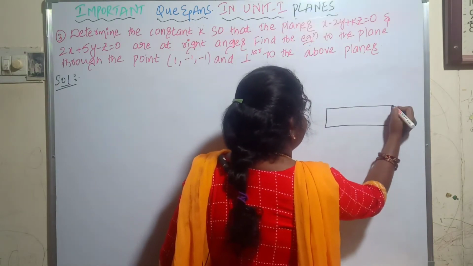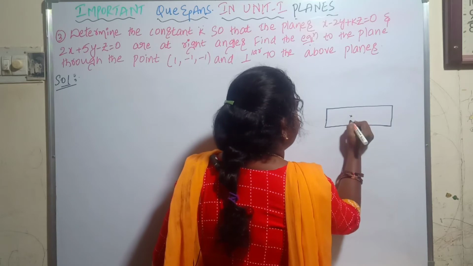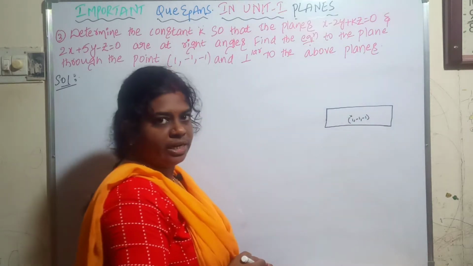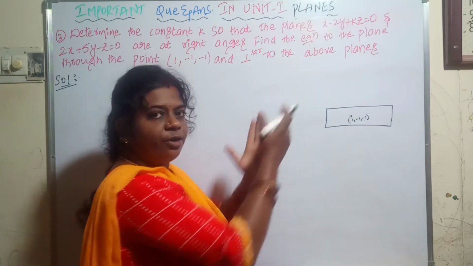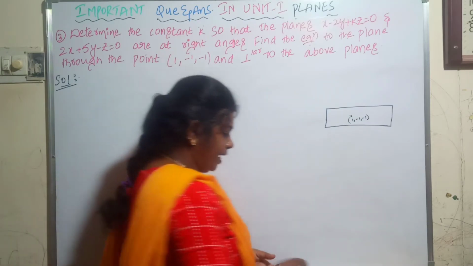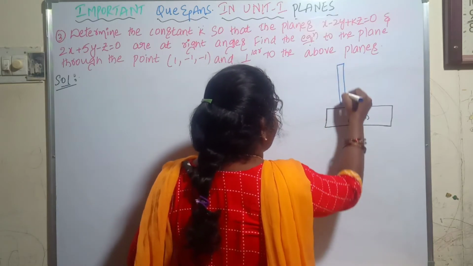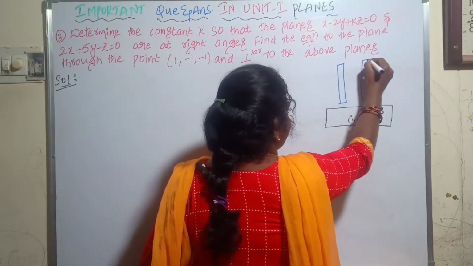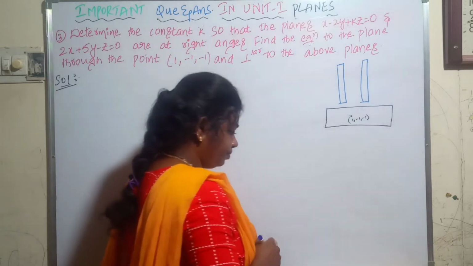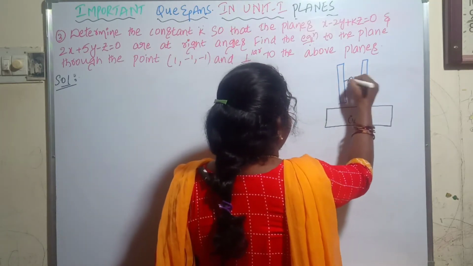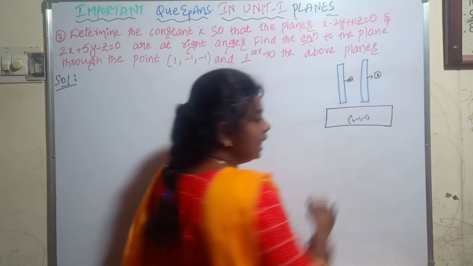He is giving the plane and the point is (1, -1, -1), and he is giving the other two planes are perpendicular to this plane. Now we will draw these two planes like this. Treat this as plane number 2 and plane number 3.